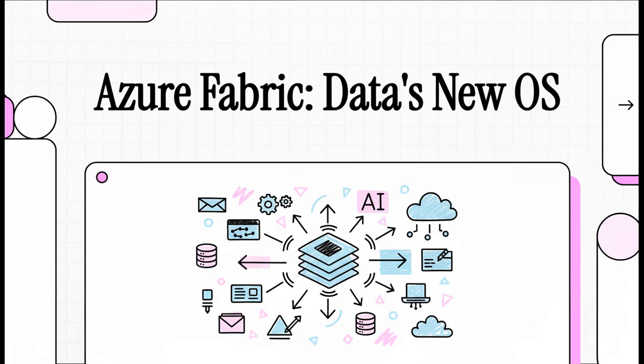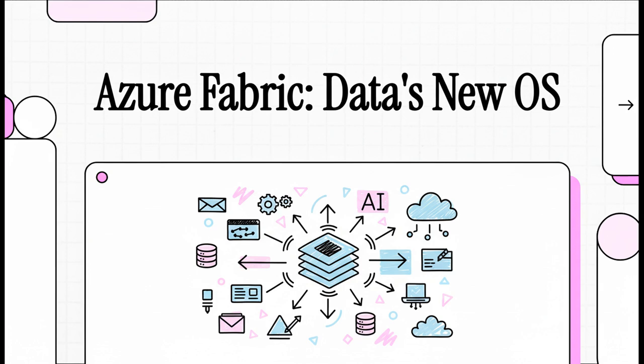All right, let's dive right in. Today we're talking about something that could genuinely change the entire data game, Azure Fabric. And look, Microsoft isn't pitching this as just another tool. Nope, they're calling it a full-blown operating system for data and AI. So what does that actually mean?